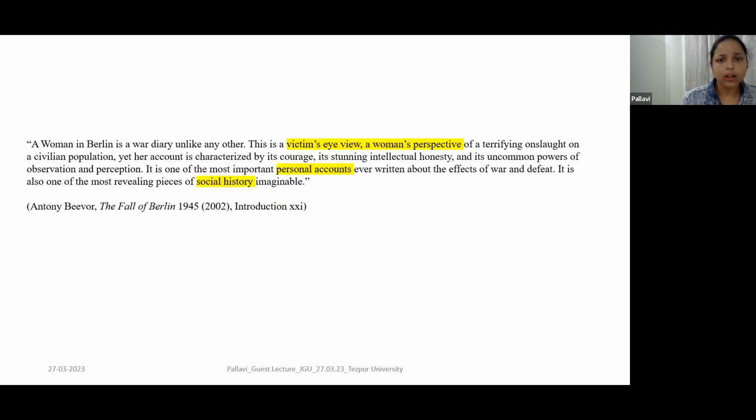Anthony Beevor also takes into account that this diary is a very revealing piece of social history. It is very important to understand war from a victim's point of view, from a woman's perspective. And he also says this is a personal account.